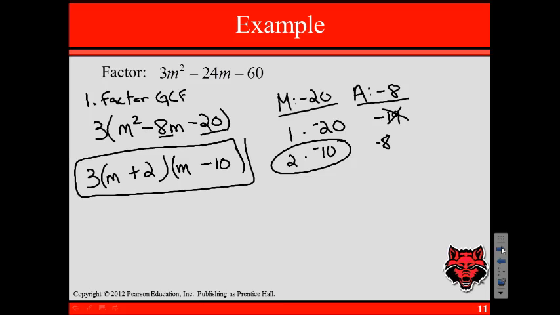Let me show you an example of what it looks like when we check our work if we have a greatest common factor.